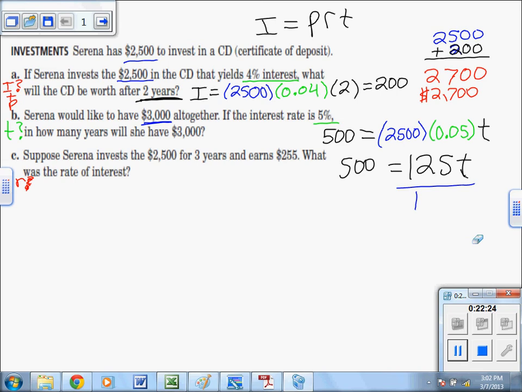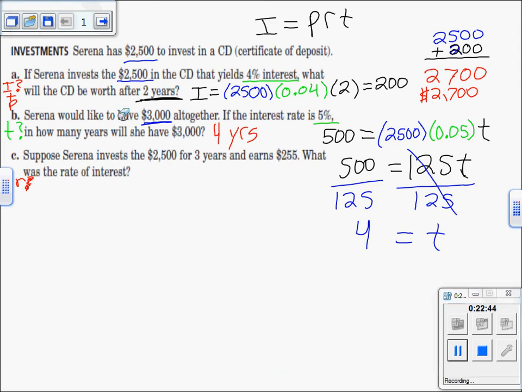Just like any other equation, you solve for t by getting rid of the coefficient. So divide both sides by 125. This fraction bar means divide. You're left with t equals 500 divided by 125, which is 4. So t equals 4 years. It's going to take 4 years for her to make $500, and she'll add it to her $2,500 investment and have the $3,000 altogether that she wants. So she can plan ahead. This can be used to help people make decisions: how long do I need to save to have the money that I want to have?